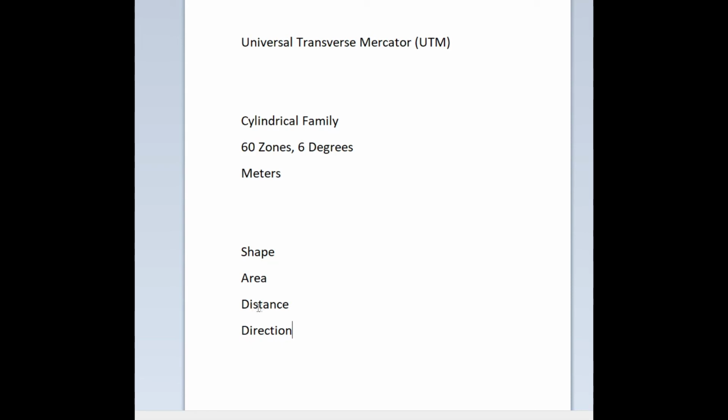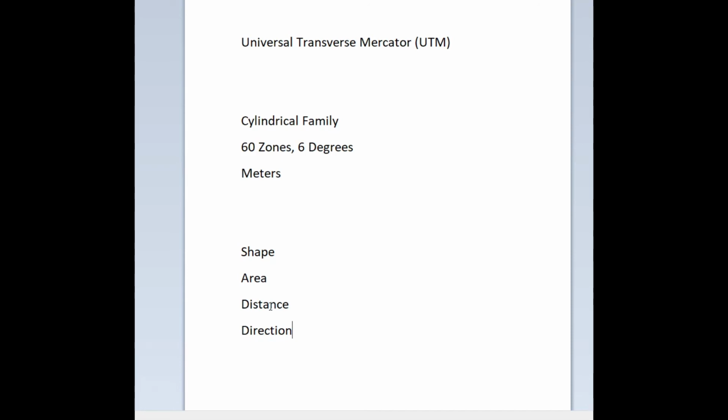But if you were using a map to navigate with, you would want to preserve distance and direction more so than shape and area. And so there's no perfect way to do this. You cannot preserve all four. So again, the orientation of the features you're mapping and the type of features that you're mapping will determine which of these you want to preserve, and therefore which of the projection families you want to use.